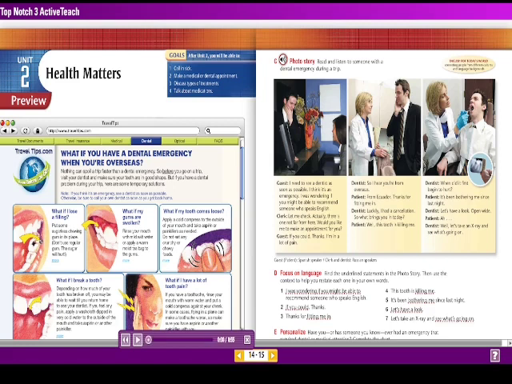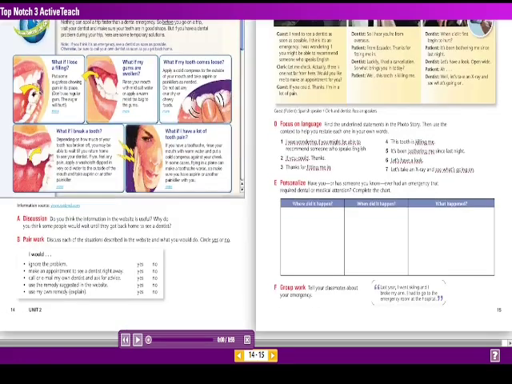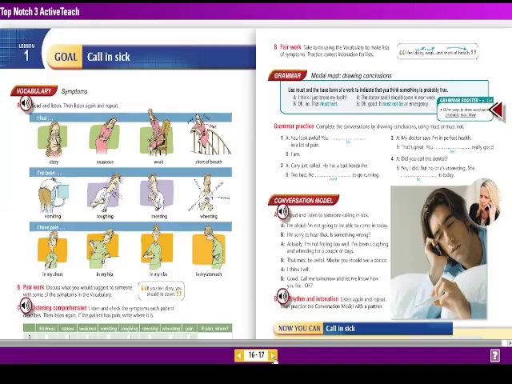So, as you can see, this is basically the conversation we're going to have with the dentist, or with the doctor abroad, or with the receptionist. Okay? Then we have call in sick. So, we have some new vocabulary. Let's listen. Page 16.